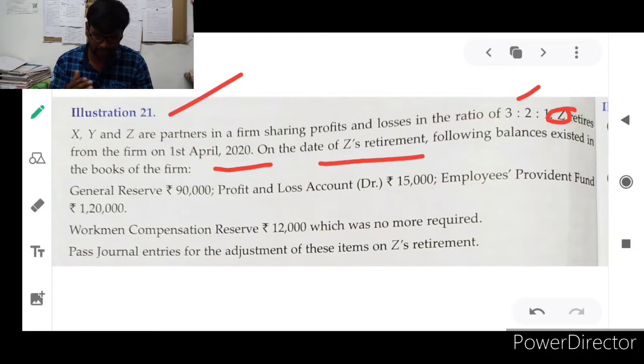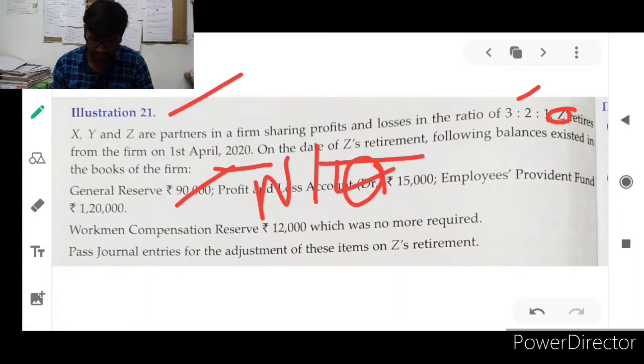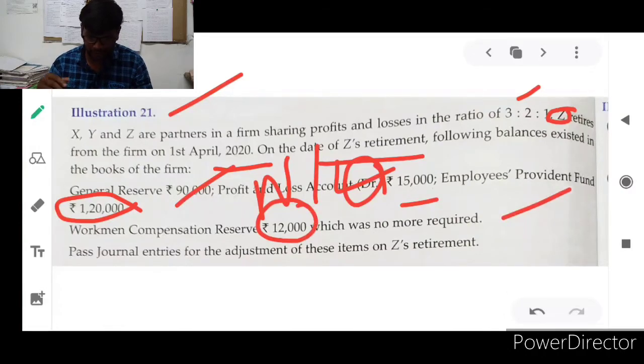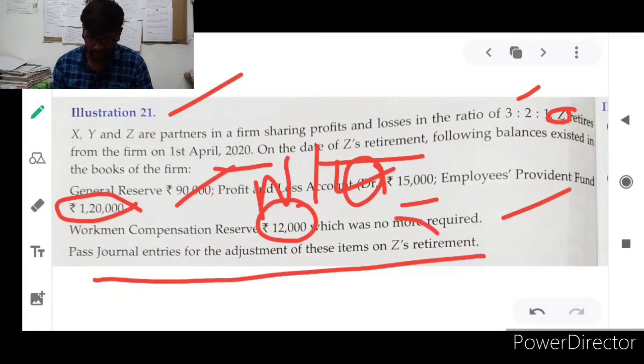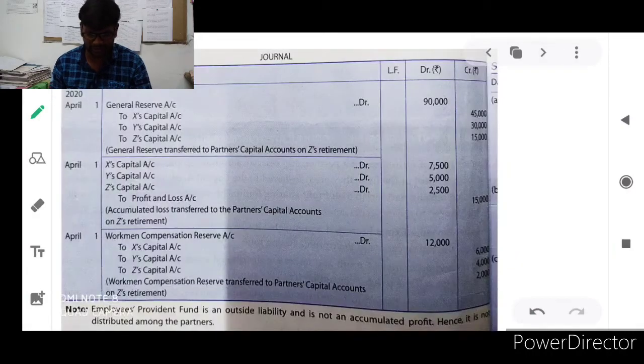So on the date of retirement, what is available in the firm? General reserve 90,000, profit and loss, that is a debit balance called net loss, amount 15,000. Employees provident fund, it is an external liability, 1,20,000. Workmen's compensation 12,000 rupees, which is no more required. So after meeting the claim, workmen's compensation is there, so more reserves. Then next, they are asking us to pass journal entries for the adjustment of these items on Z's retirement. So let's discuss the answer.